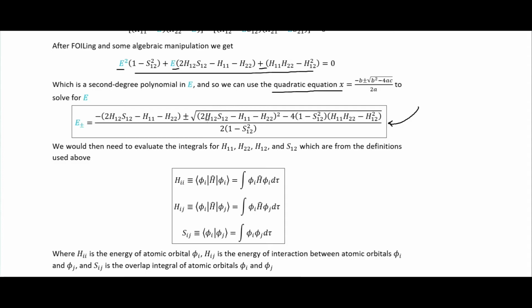But we see we have all these H's and S's in here, and those were defined like this, where each of those are these integrals here.